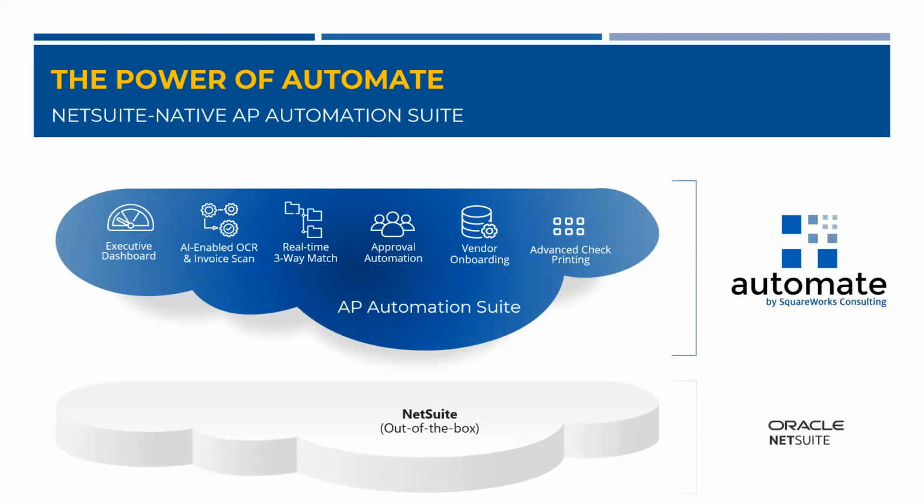Outside of that, we do have a couple of add-ons as well. One of those is advanced check printing. That is the one solution that we won't be demonstrating today. We do have a demonstration right on the SquareWorks website in relation to advanced check printing, so I would recommend going there if there is any interest in check printing. And you can see that the AP Automation Suite is designed to complement and enhance what NetSuite does out of the box.